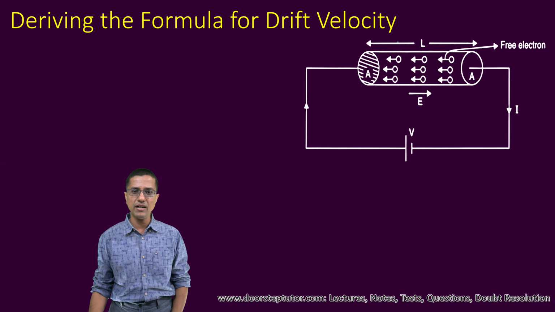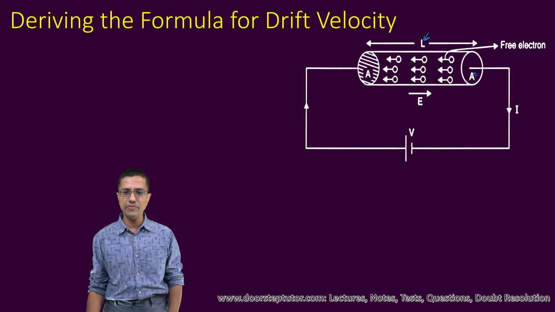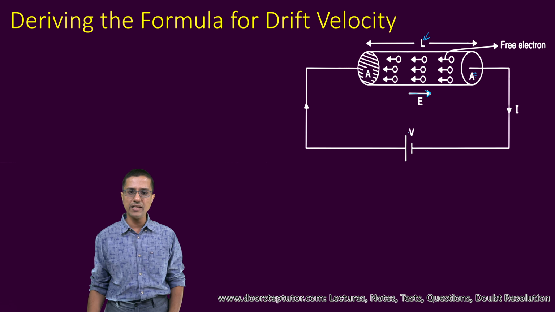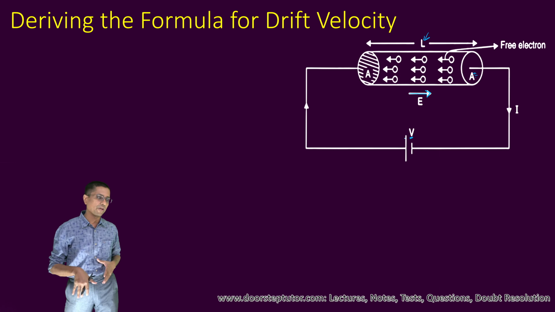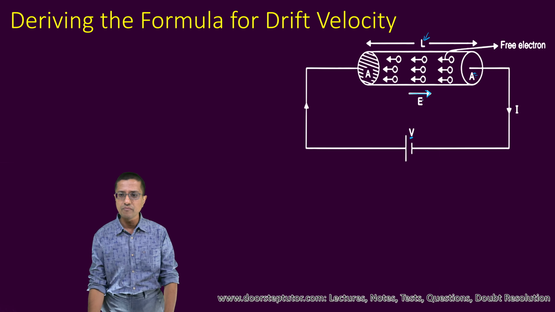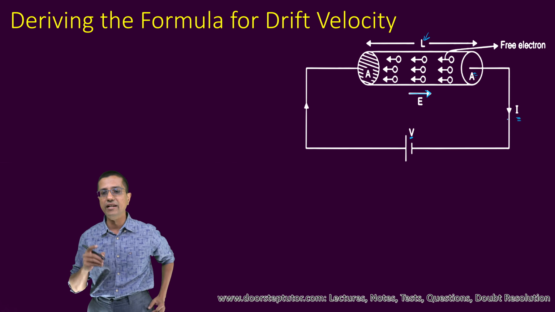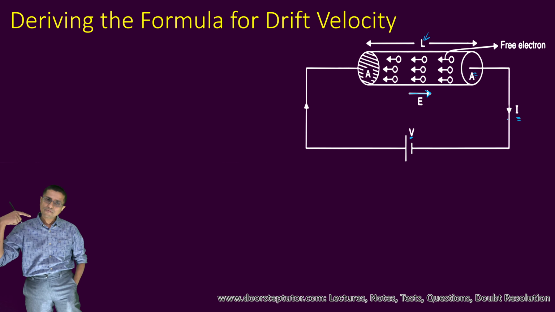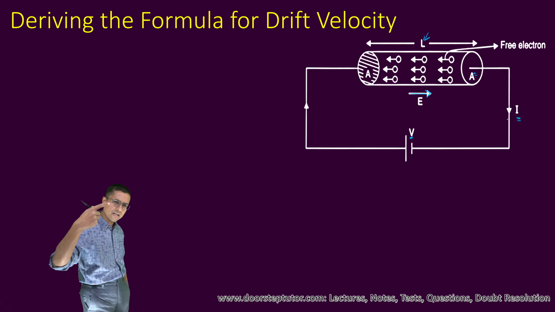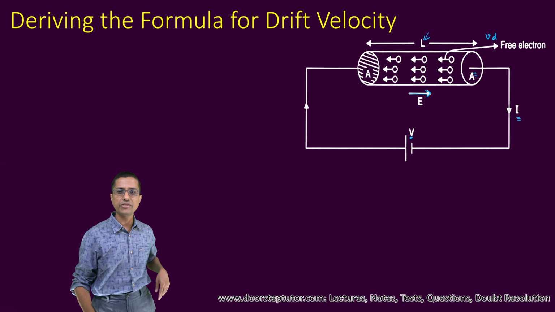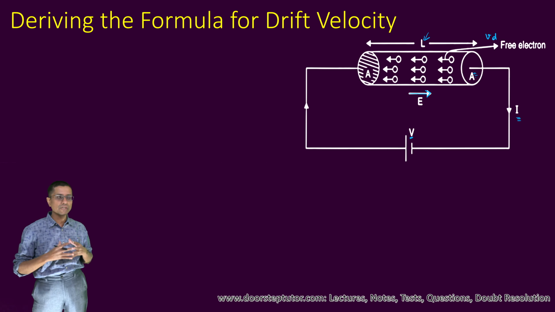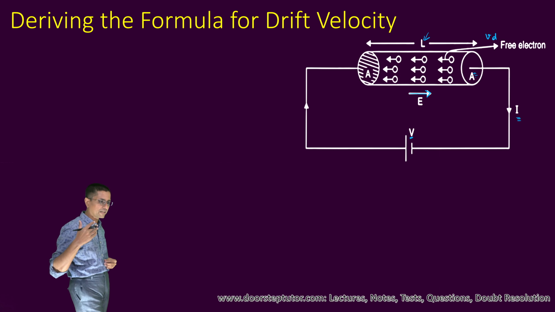We have a conductor right here, of length L, with a cross-section area of A. There is an electric field due to this applied voltage, and because of that electric field there is a current flowing. Notice the direction of the electric field and the direction of the conventional current, the current due to positive charges. Because the current is produced by electrons, the actual direction of motion of the electrons, or their drift velocity, is opposite to the direction of the current and of the electric field as well.